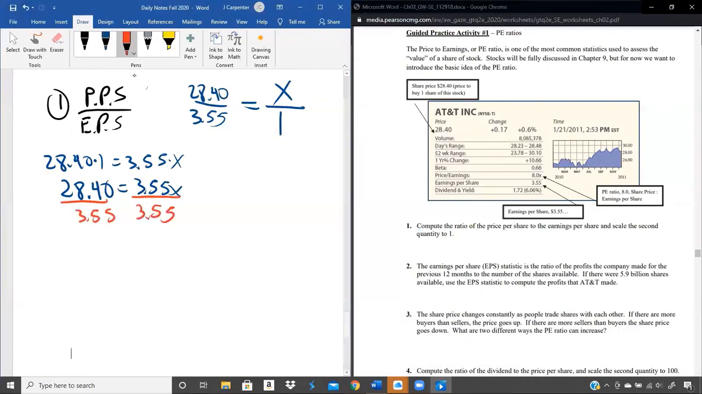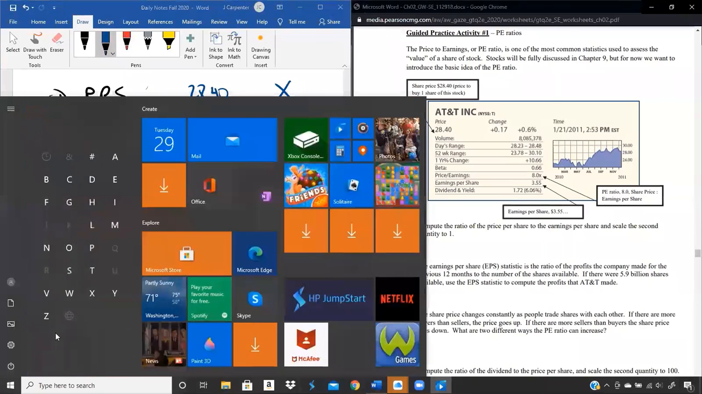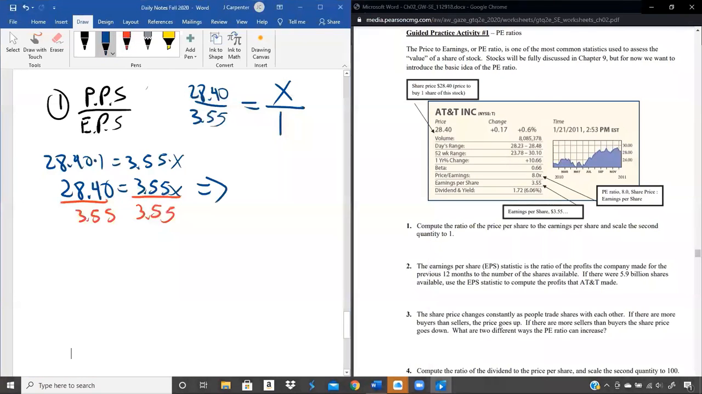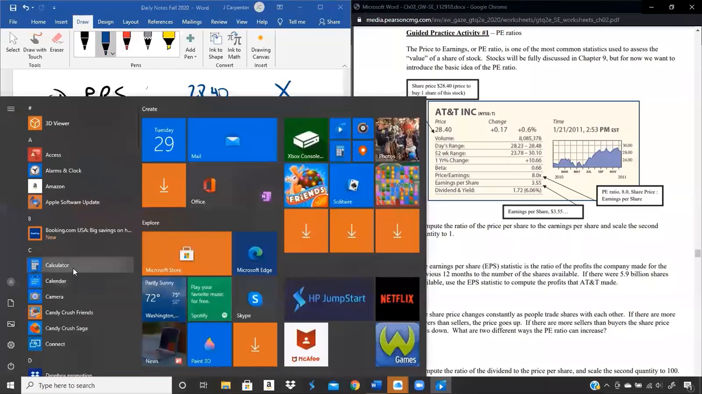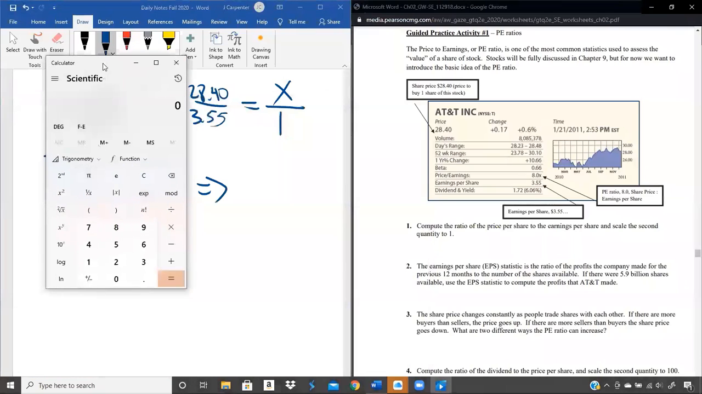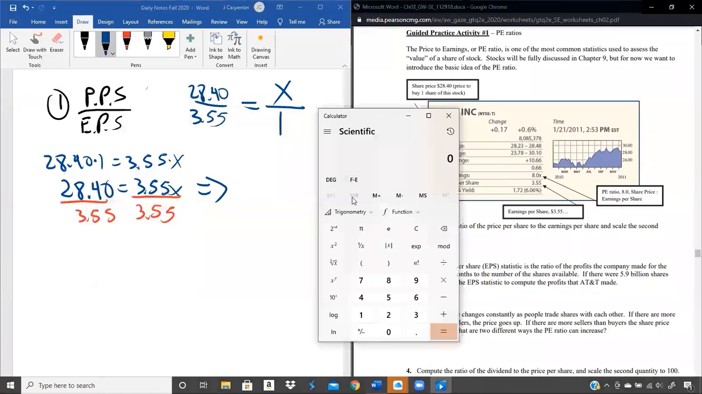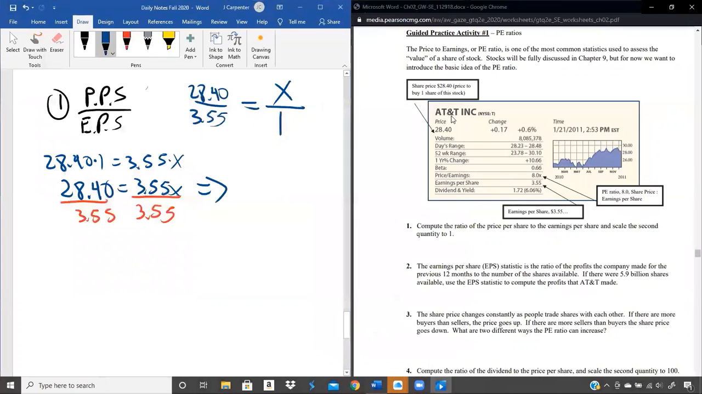Again, you've got to know how to do your very, very simple algebra, which says that when we do that division, let's pull out a calculator. C for calculator, which has happened. I've never seen that screen before in my life. I hit my mouse scroll wheel and that happened. So now I know 28.4 divided by 3.55, and we get 8. So 8 is equal to X.